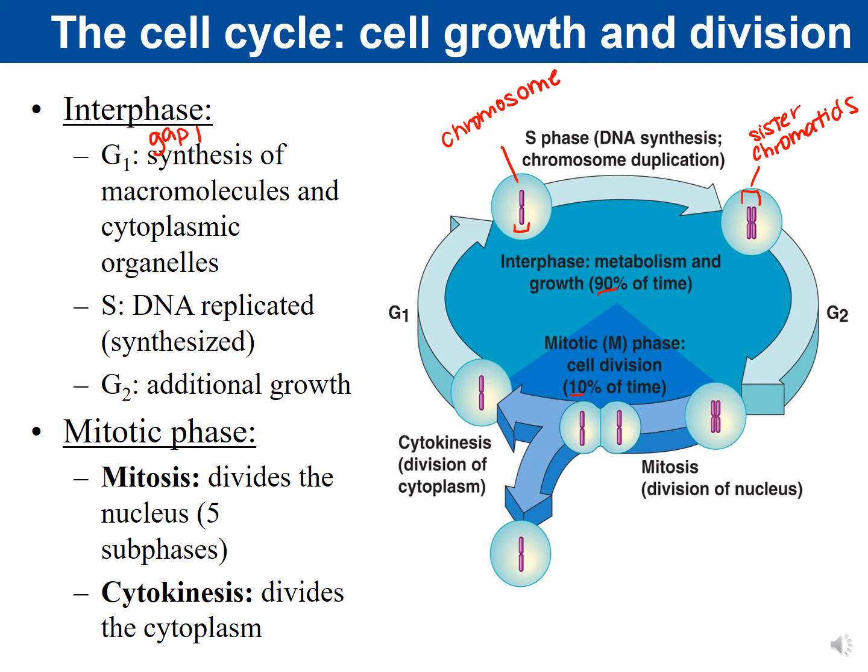After we divide the sister chromatids, we're going to undergo cytokinesis. Cytokinesis is going to divide the cytoplasm. This is where we physically divide. So notice here, these cells are still connected, but cytokinesis is going to physically divide those cells into 2. So we started with one mother cell and we ended with 2 identical daughter cells.